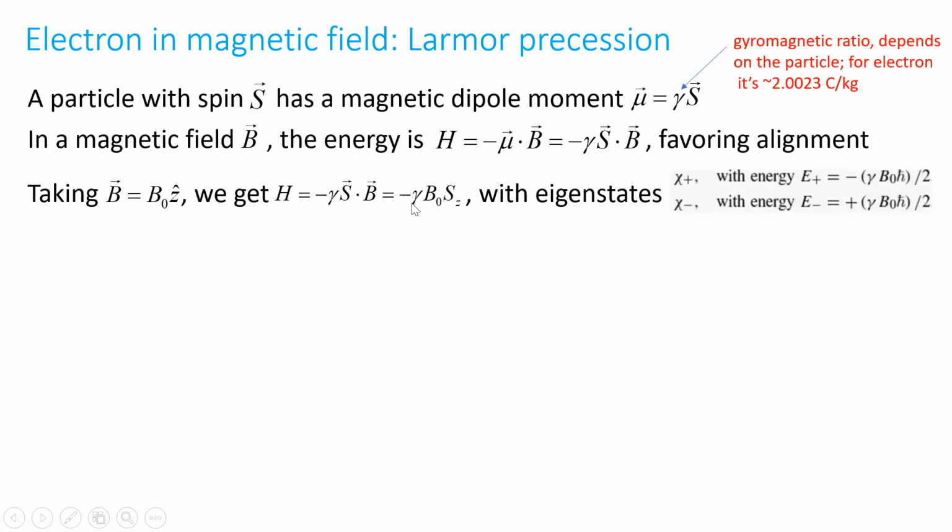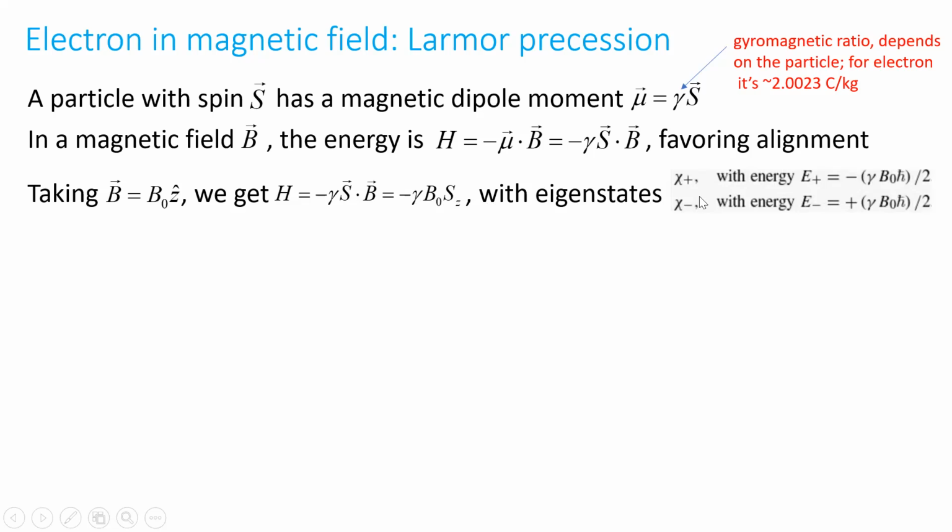So gamma and B naught are constants. There's a constant magnetic field in space, and this gamma is a constant. So this is proportional to Sz. So this Hamiltonian, this energy operator, is going to have the same eigenstates as Sz. It will just have different eigenvalues because it's multiplied by these two constants. So the eigenstates will be spin up and spin down, chi plus and chi minus, and the energies will be for plus minus h bar over 2, which is the eigenvalue of Sz.